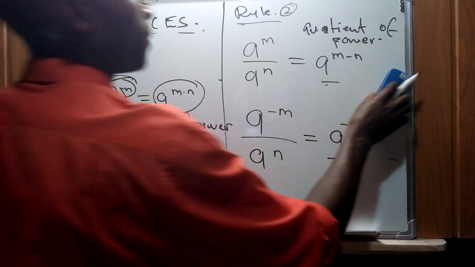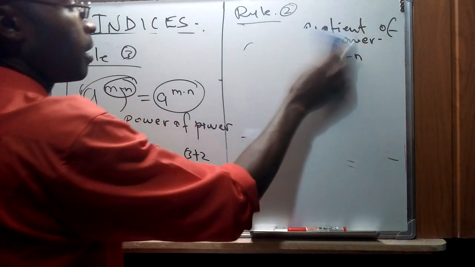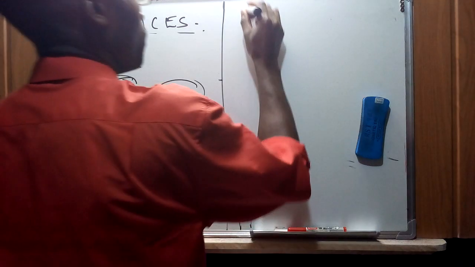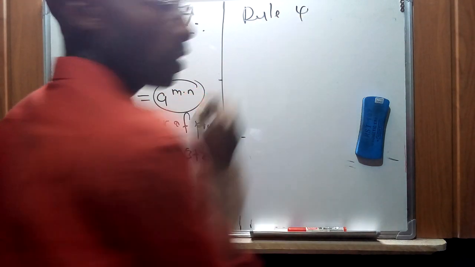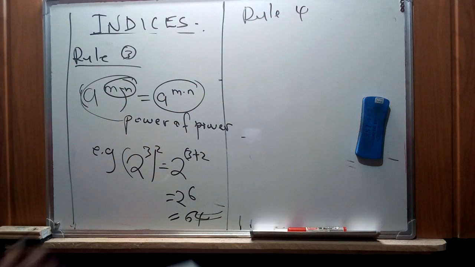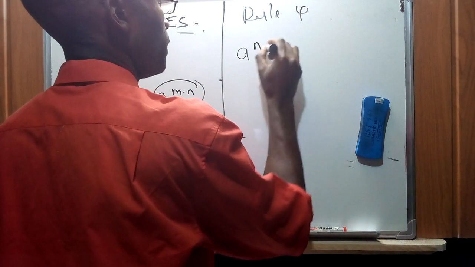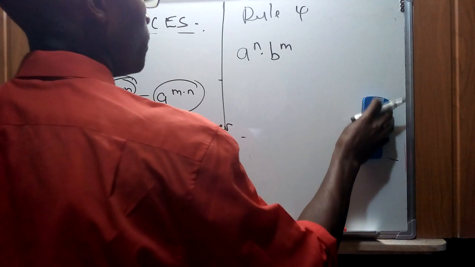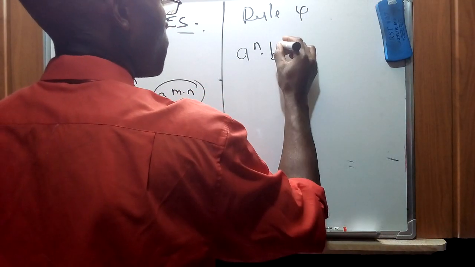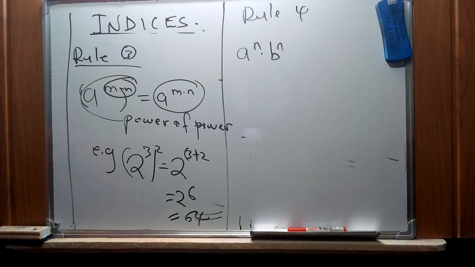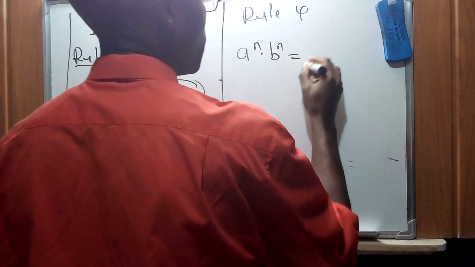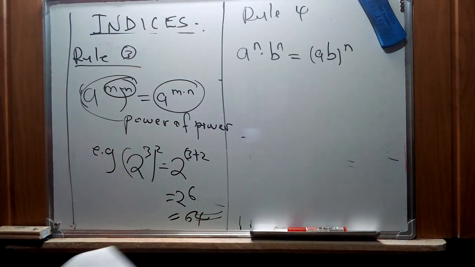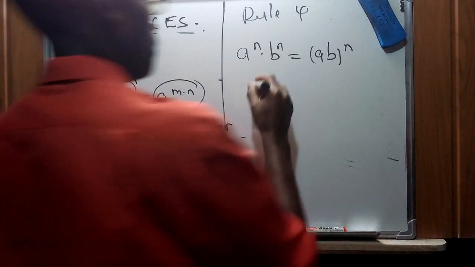Suppose we have different variables but the same power, then we are going to apply another rule, and that is rule number 4, which is a raised to n, b raised to n. We have different variables but the same exponent. This is going to be given as ab raised to n, and this is known as the power of a product.